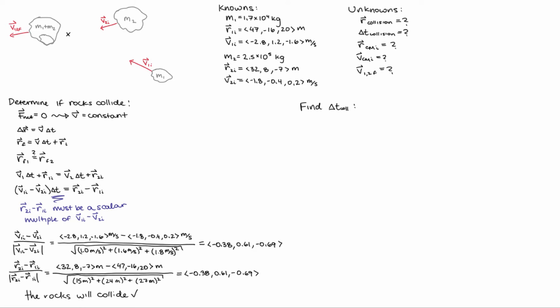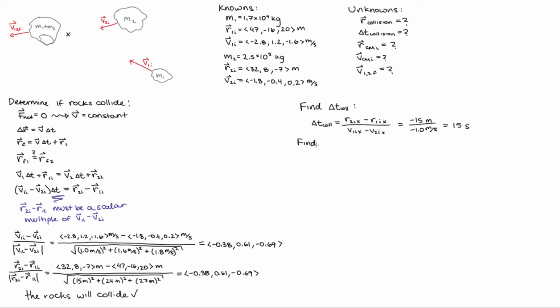In this case, I will choose the x component. Then, delta t collision is given by r2 initial x minus r1 initial x over v1 initial x minus v2 initial x, which gives us negative 15 meters over 1.0 meters per second. Thus, the time until the collision is 15 seconds.